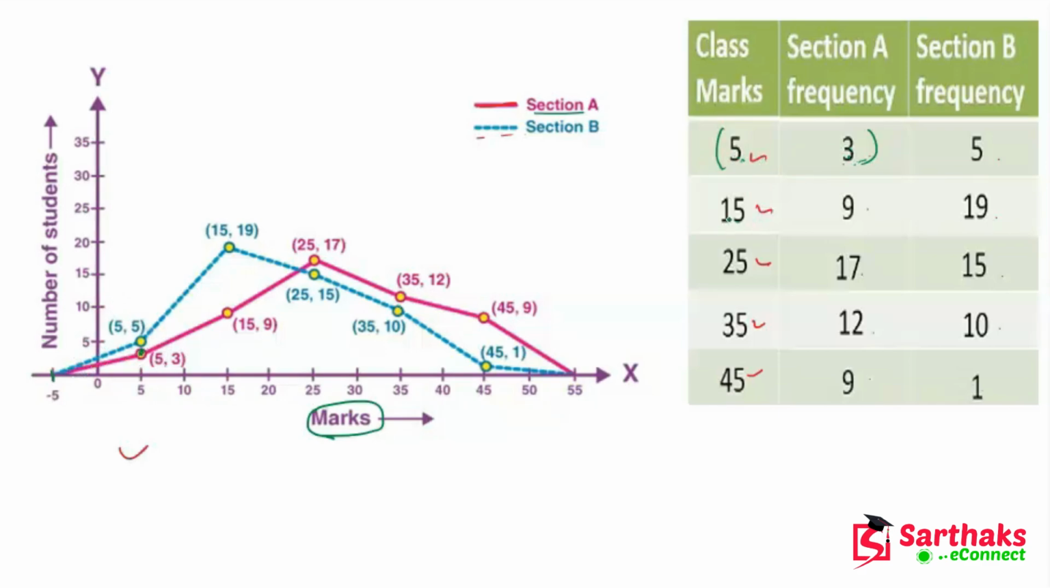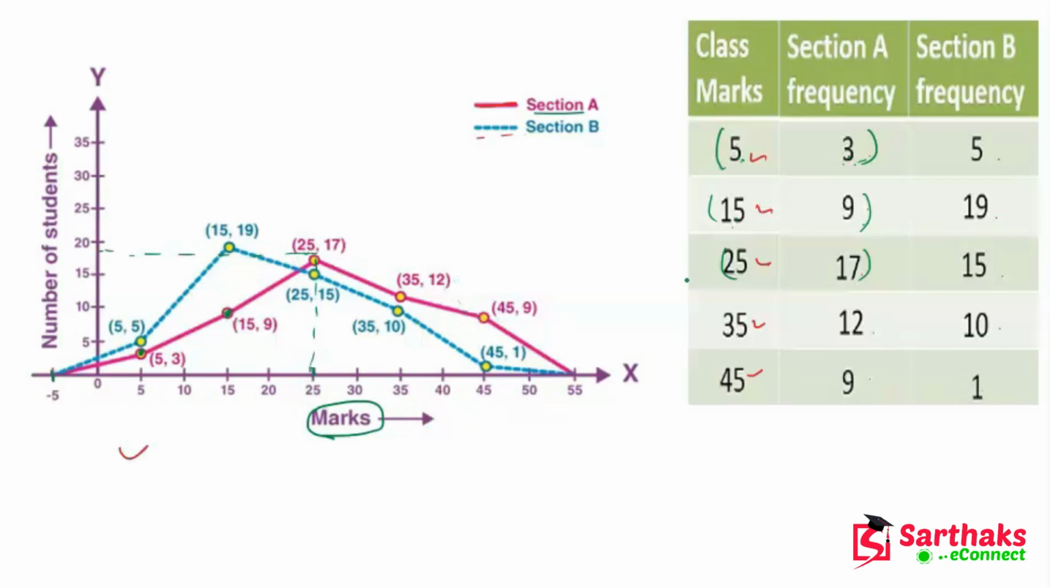Now the next point is 15 comma 9. It means 15 on the x-axis and 9 on the y-axis. So here you can see this is 15 comma 9. Got it? And the next one is 25 comma 17. It means 25 on the x-axis and 17 on the y-axis. So here you can see this is the point 25 comma 17.